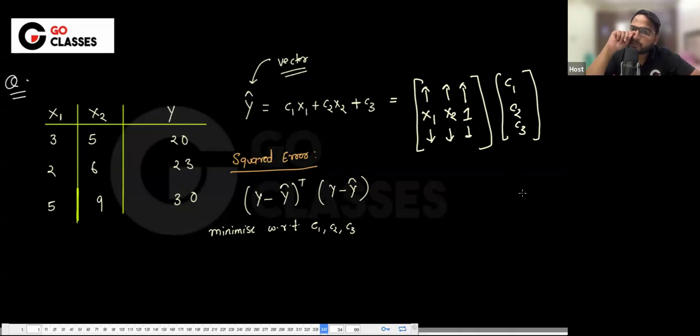C1 into the first column plus C2 into the second column plus C3 into 1. The third column is 1. So it will be your y cap. Now, further, if you want, you can call this quantity A. You can call whatever you want to call it.